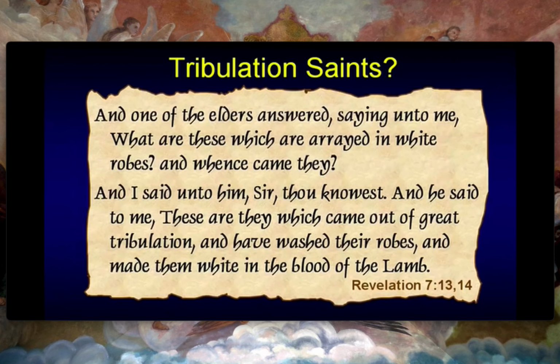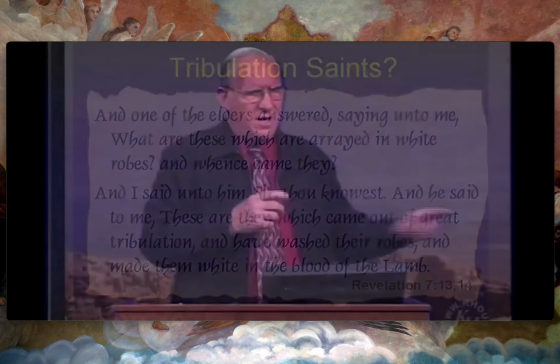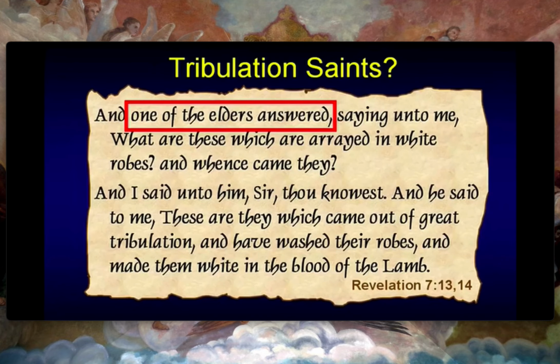In Revelation 7 it says, "One of the elders answered, saying to me, What are these which are arrayed in white robes, and whence came they? And I said, Sir, you know. He said to me, These are they which came out of the great tribulation and have washed their robes and made them white in the blood of the Lamb." In other words, one of the 24 elders explained to John who those tribulation saints are. So they're not tribulation saints, is the point.